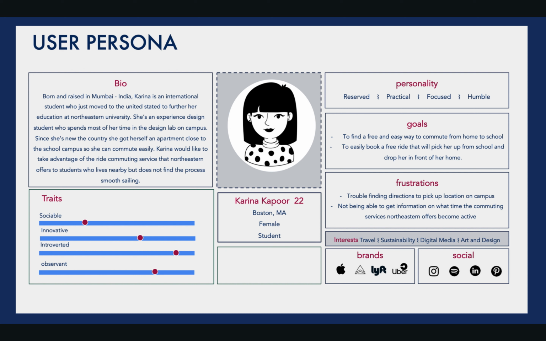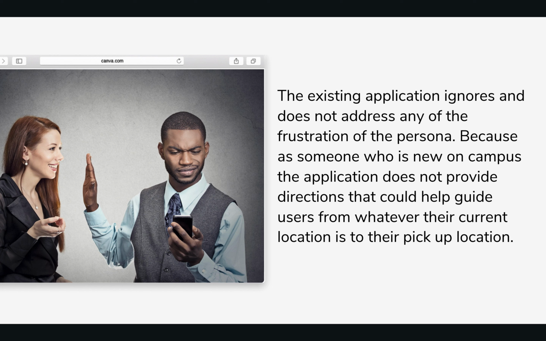Karina would like to take advantage of the ride commuting service that Northeastern offers to students who live nearby but does not find the process smooth sailing. Some of her goals are to find a free and easy way to commute from home to school, and to easily book a ride that will pick her up from school and drop her in front of her home. Some of her frustrations are that she's having trouble finding directions to pickup locations on campus. She's not able to get information on what time the commuting service Northeastern offers becomes active.